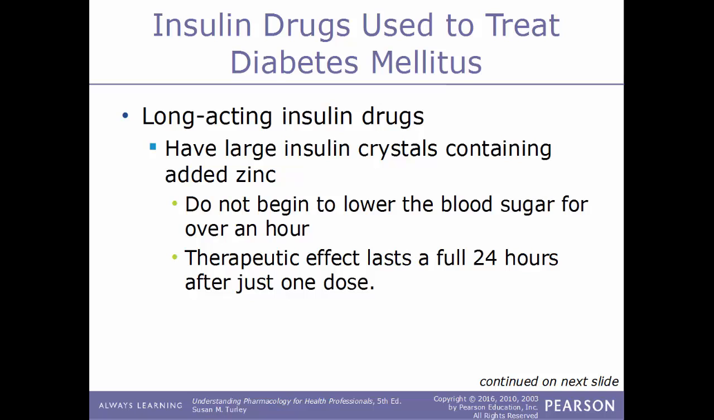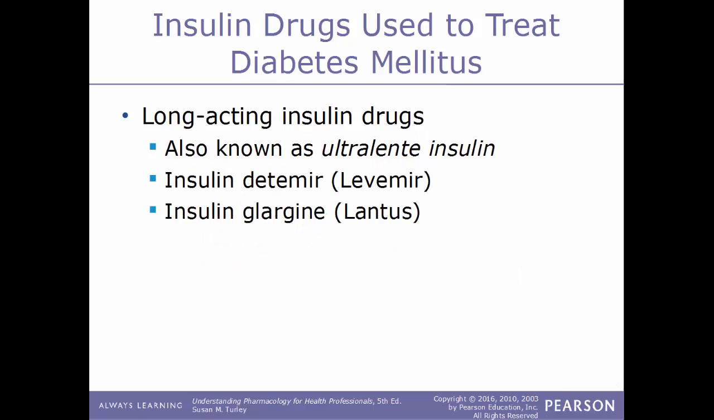Now, these do not begin to lower the blood sugar levels for over an hour, and their therapeutic effect lasts for a full 24 hours after just 1 dose. Long-acting insulin drugs are also known as ultra-lente insulin. Some examples of this type of drug would be insulin detemir, known by the trade name Levemir, and insulin glargine, which is known by the trade name Lantus.